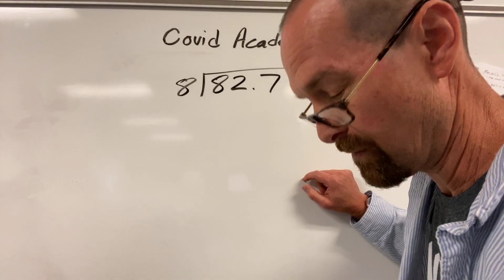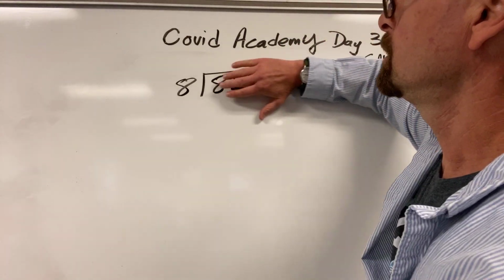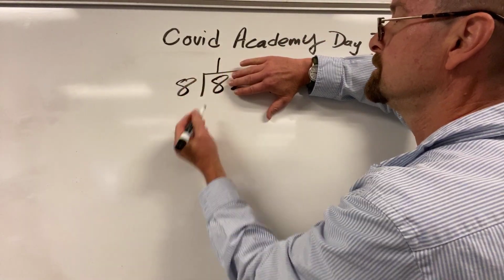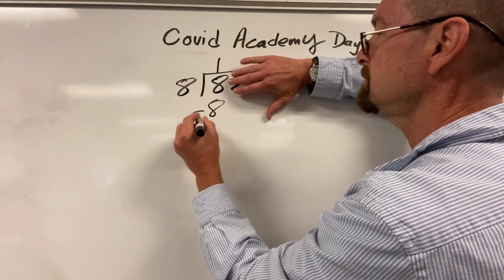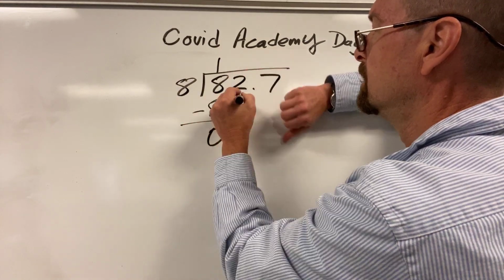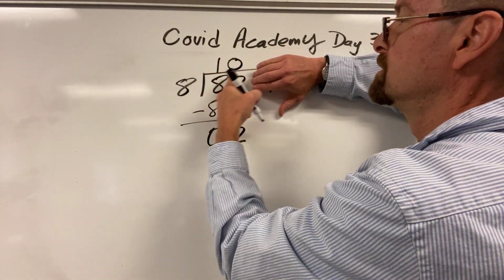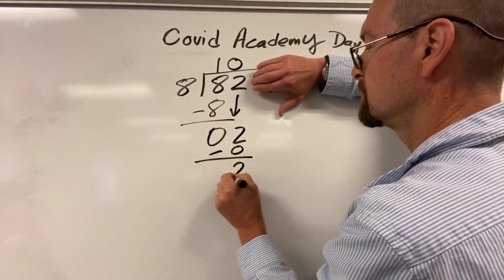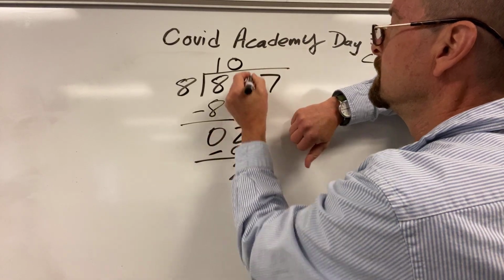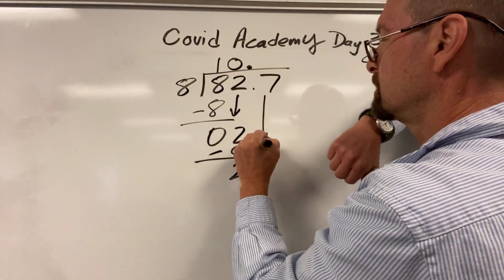You ready? There you are. You're ready. All right. How many eights? That's 1. 1 times 8 is 8. Daddy, mommy, sister, brother. I get a 0. So I bring down a 2. How many 8s fit into 2? 0 do. 0 times 8 is 0. Subtract. Of course, I get the 2 again. I float my decimal up there. I drop down my 7.